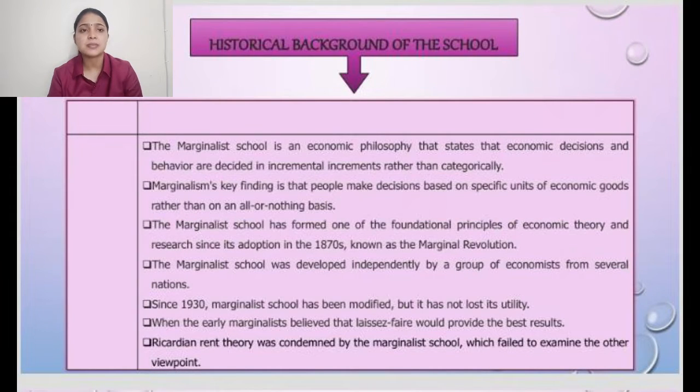While the early marginalists believed that laissez-faire would provide the best results, Ricardo's theory was commented on by the marginalist school, which failed to examine the other viewpoint.